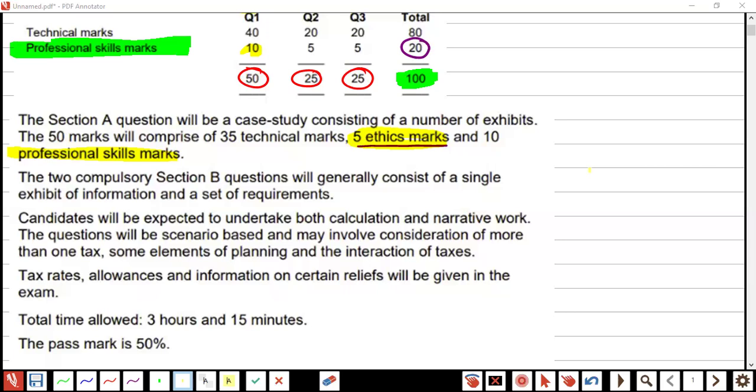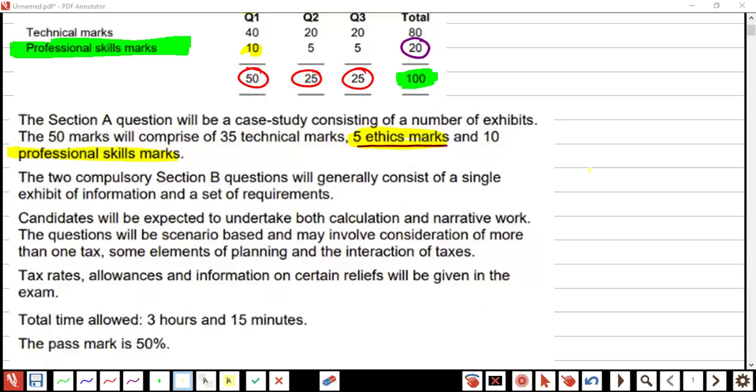Yani, not zero. In TX, if you forgot something, you will get a zero. Khalas, gone. But in ATX, no zero, Baba. If you forgot how to calculate, but instead of calculating, you explained it properly and gave the proper implications, you will get marks. That is the difference between TX and ATX.